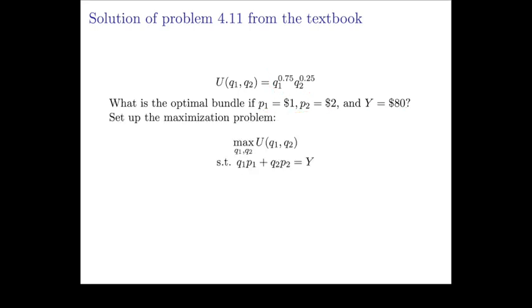So let's set up the maximization problem first. We want to maximize the consumer's utility subject to the budget constraint. In other words, we want to choose Q1 and Q2 to maximize Q1 to the 0.75, Q2 to the 0.25, subject to the constraint that Q1 times P1, which is 1, plus Q2 times P2, which is 2, so 2Q2, equals Y, which is 80.